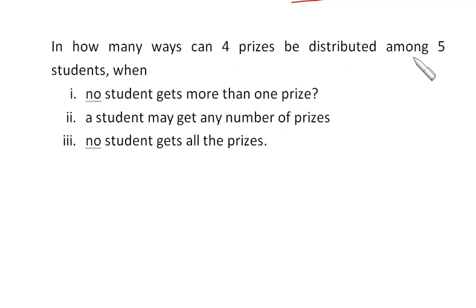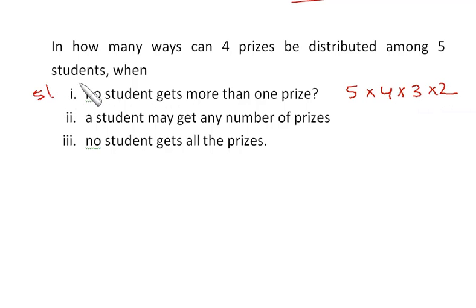So for the first prize, we have 5 choices, right? Now the first prize has been given to any one of them. Now for the second prize we have only 4 options. Why? Because we cannot give the second prize to the person who has already got a prize, right? Similarly for the third prize, how many options do we have? Because we cannot give the prize to the first two persons, we have three choices. Then for the fourth prize we have two choices, right? So it's 5 into 4 into 3 into 2, which we can say is 5 factorial, right?